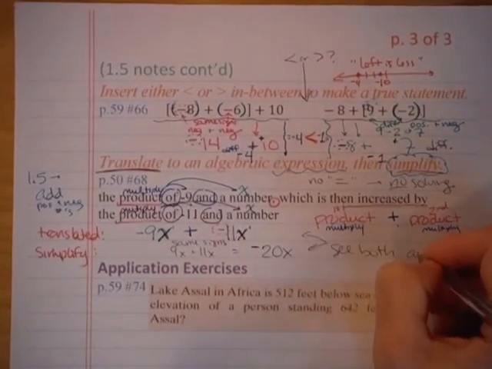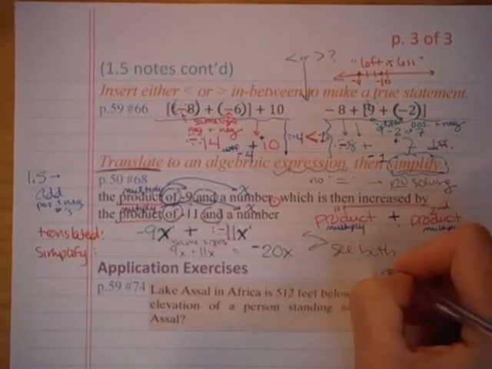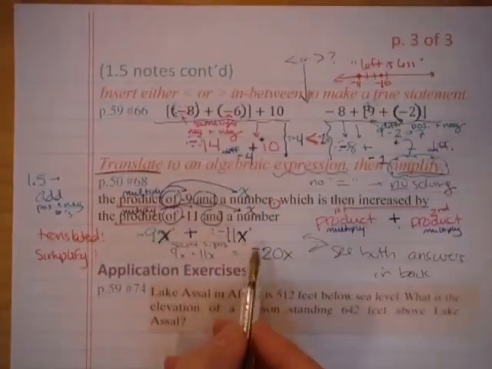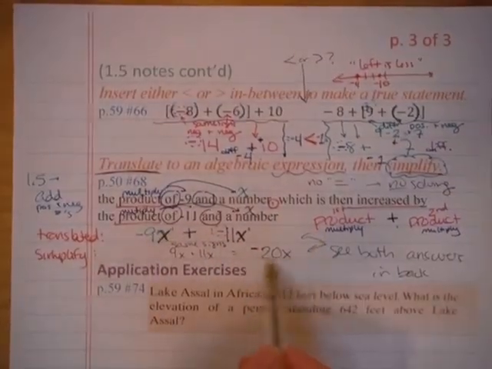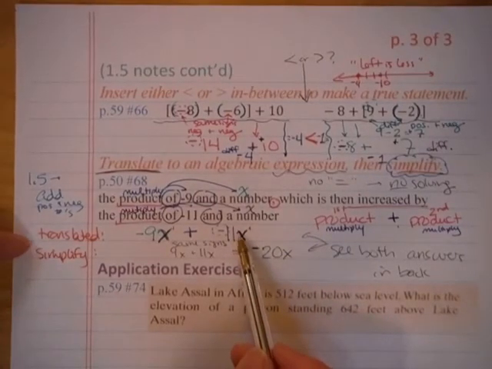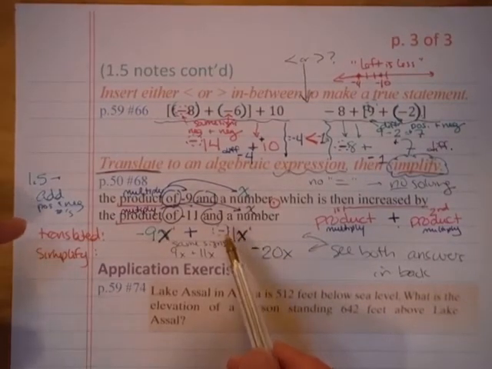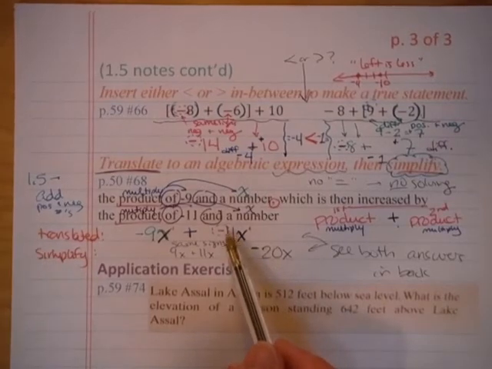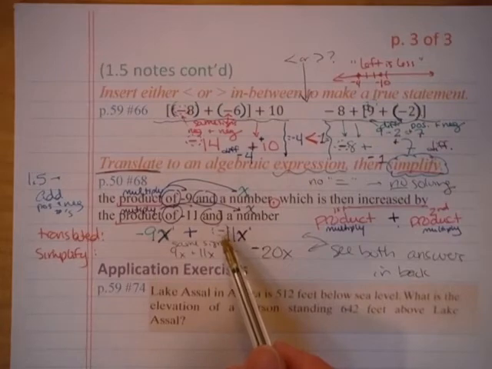You should see both answers in the back of the book. That way you get a chance to check how's your translation going, how's your simplifying going. Two skills that we're working on building. And again, these are beginning foundational translation skills in this first chapter. If you are feeling good and confident, then you're going to be able to face chapter 2 word problems head on and grow even more.